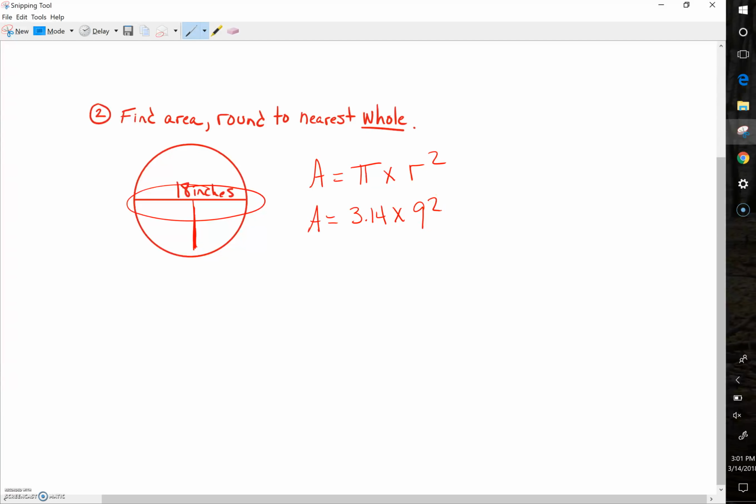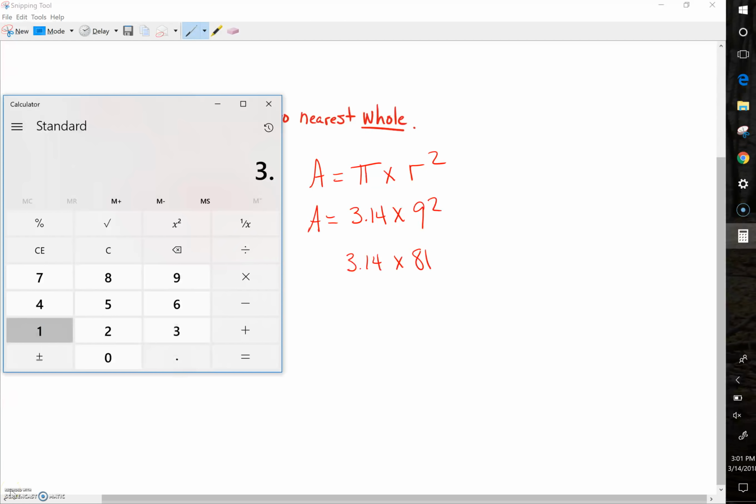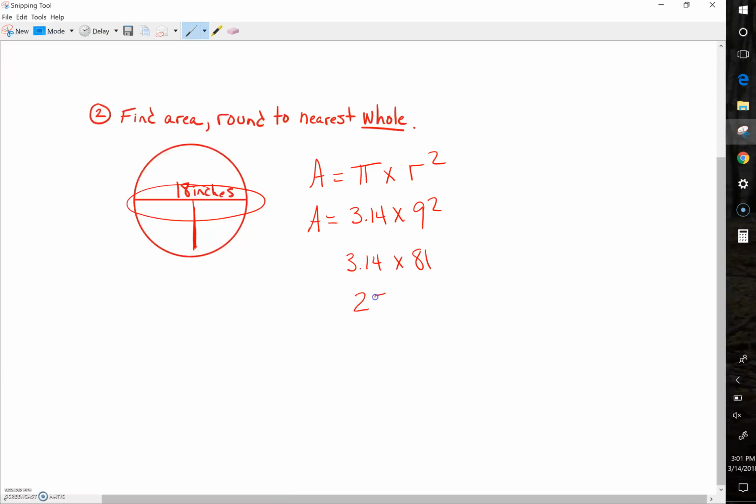Plug that into your calculator. 9 squared is 81. 3.14 times 81 is going to give us 254.34. Rounding to the nearest whole means to the ones place. So that 3 tells us to stay the same, and it's going to be 254 square inches of area.